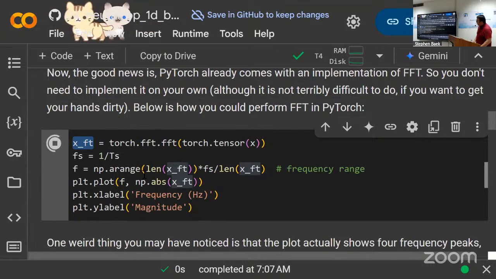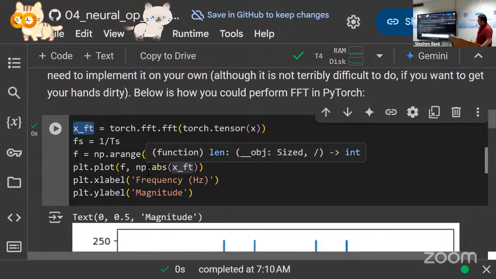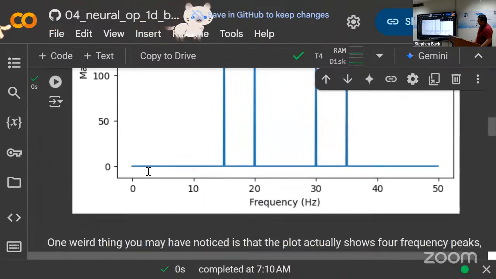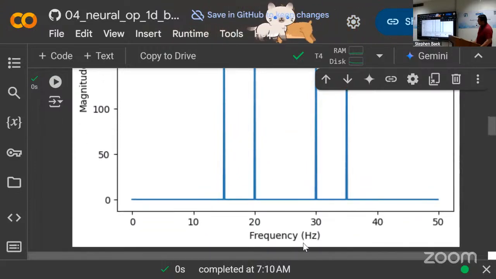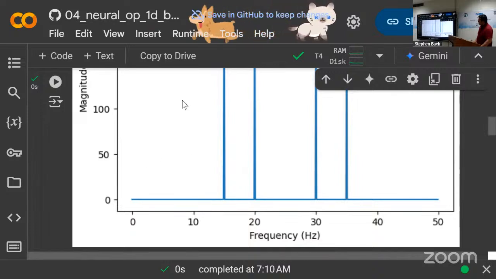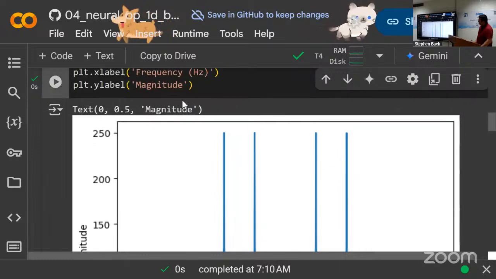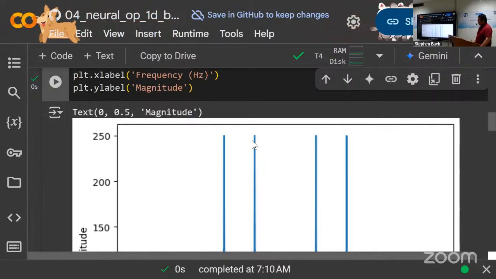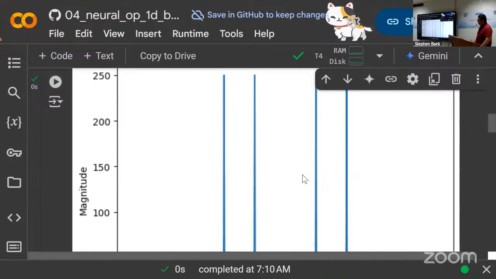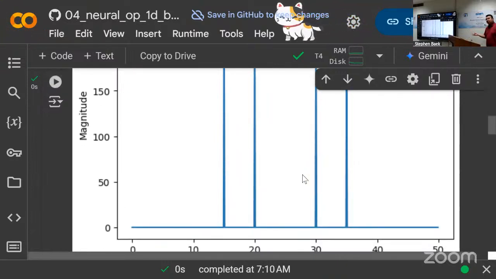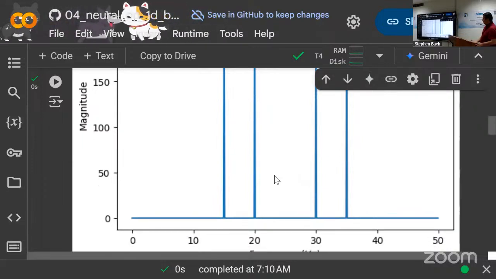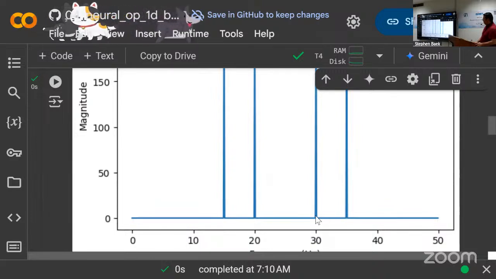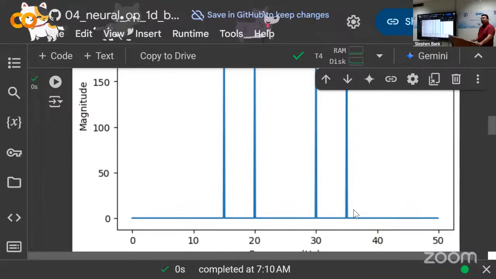And then, after a little bit of processing, I plot that FFT result over here. So in the horizontal axis, we have the frequency. The vertical axis, we have the magnitude. And then it seems like we have some coefficients discovered over here. But then you may wonder, well, we started from two frequency components, right? 15 hertz and 20 hertz. But somehow we have not only 15 and 20, but also 30 and 35-ish, right?